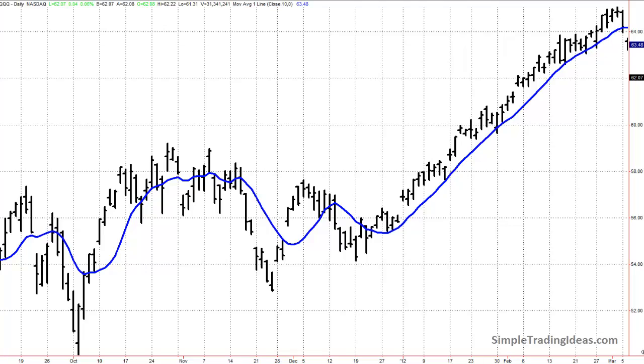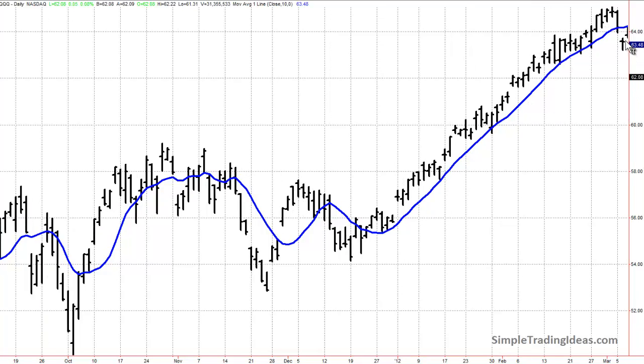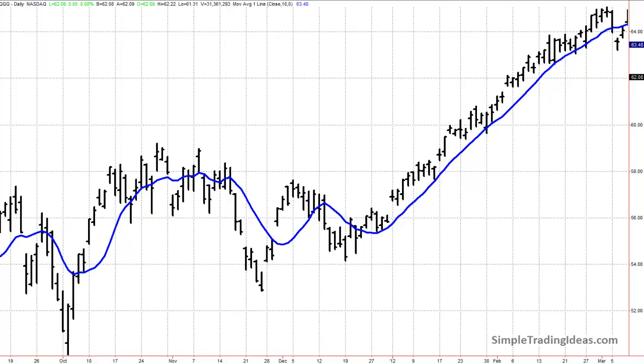In this case, the saying, the trend is your friend, is really true. Okay, so here we get our first close below the moving average. In this case, according to our rules, right here, we would be selling short.